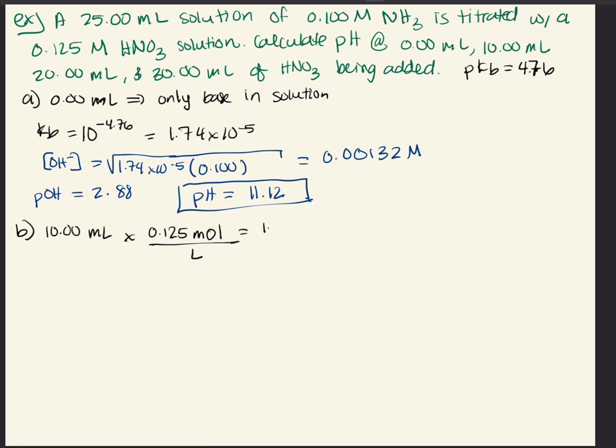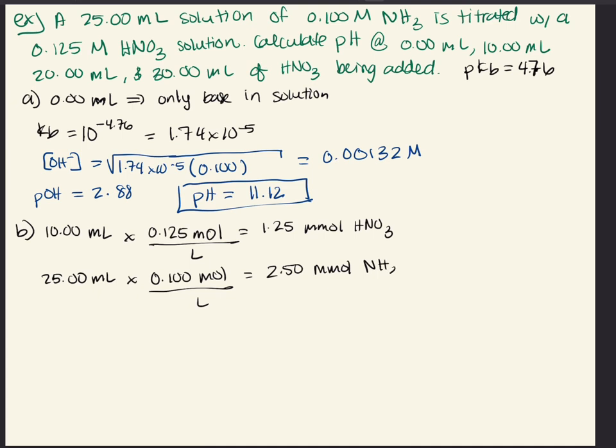And that gives me 1.25 millimoles of my nitric acid. Now I can calculate my millimoles of base, and I get 2.50 millimoles of my ammonia.